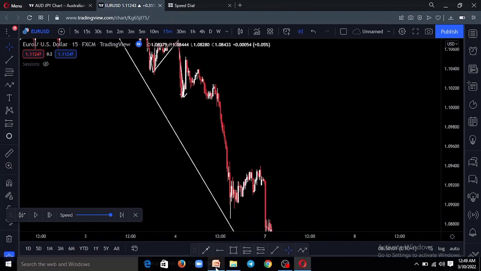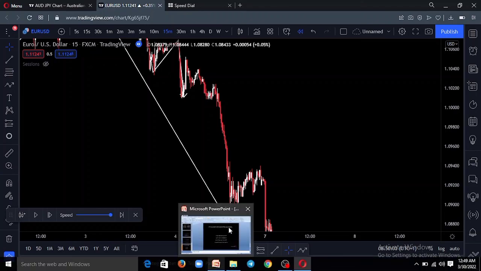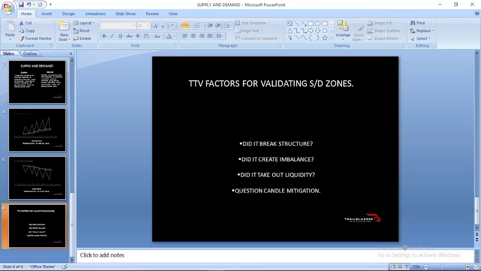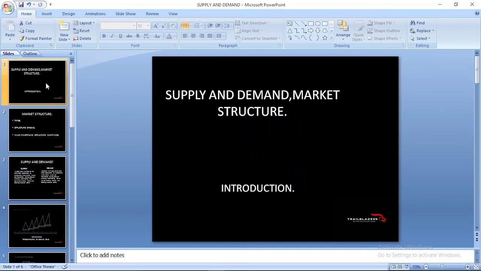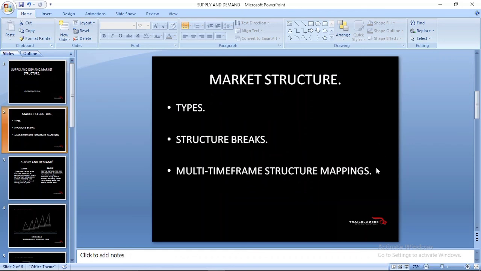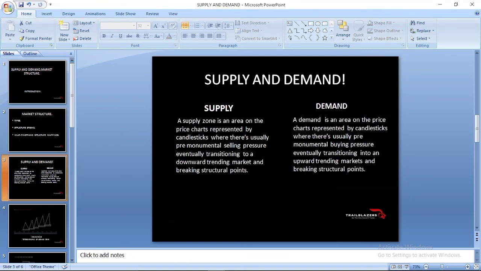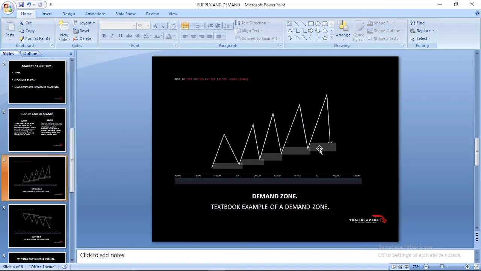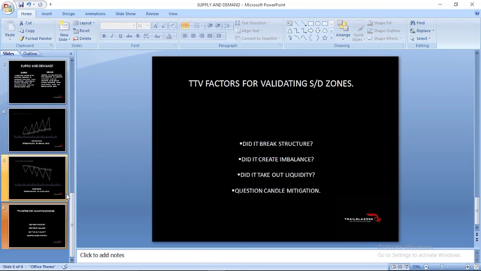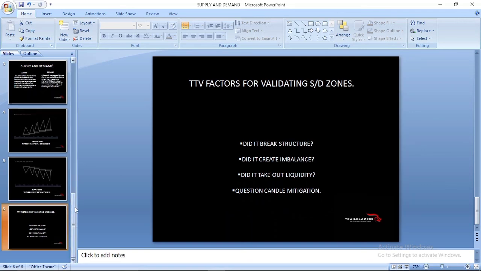Let me check if there's anything I need to cover again. I think that's all. So I explained market structure to you already, the types, structural breaks, multi-time frame structural mappings. Obviously you need to go back and do your own backtesting. Supply demand zones: I gave you my own explanation of what I feel a supply or demand zone is, showed you guys a textbook example, then I gave you the factors that we use here at Trailblazer for validating our supply or demand zone. This is very important.